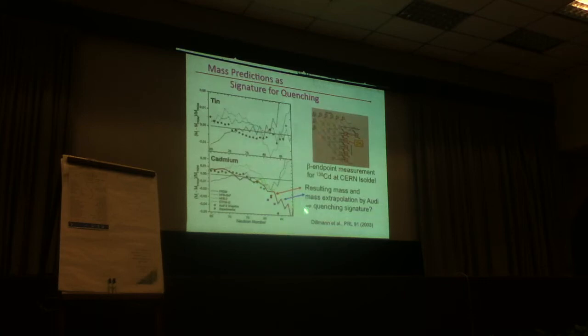The only purpose of this figure is to show that mass models vary tremendously as you go away from stability. What is shown here is a measured mass value difference from FRDM divided by the FRDM value. So you would expect this number to be zero if there was perfect agreement. The interesting thing with both these isotopes of tin and cadmium is that as you go away from stability, you have wildly diverging predictions. So the mass models part is not straightforward and shows a lot of the uncertainty.